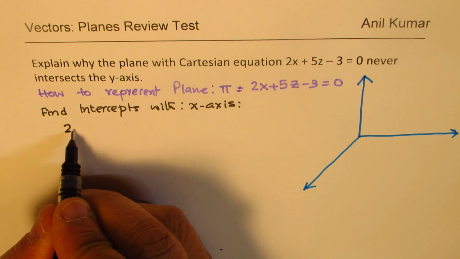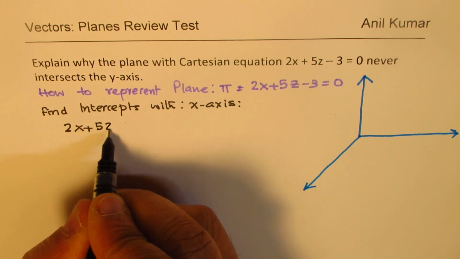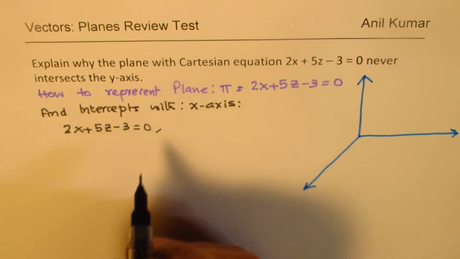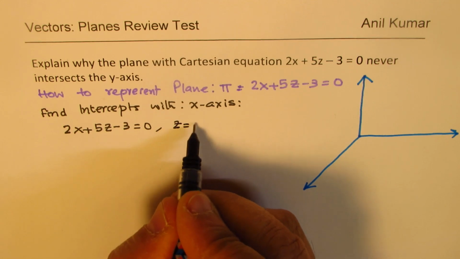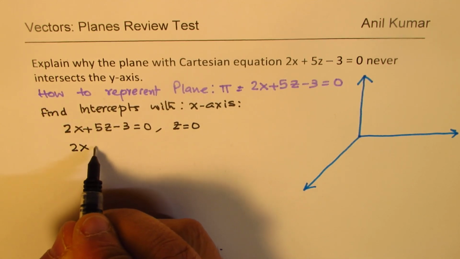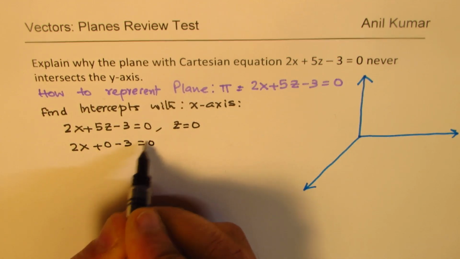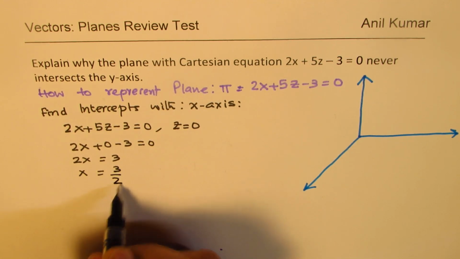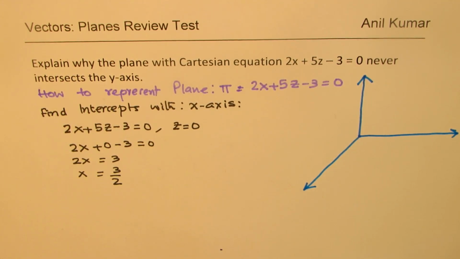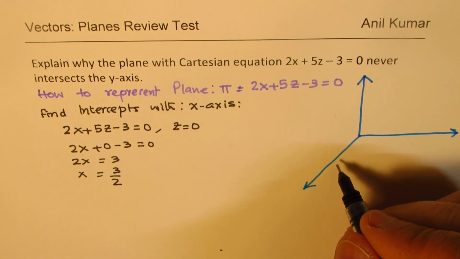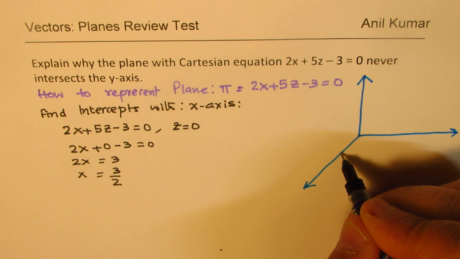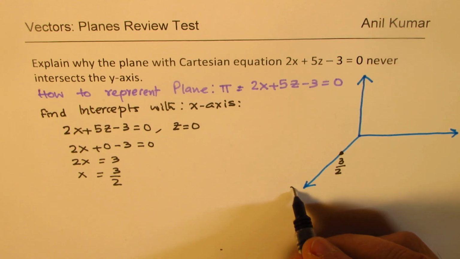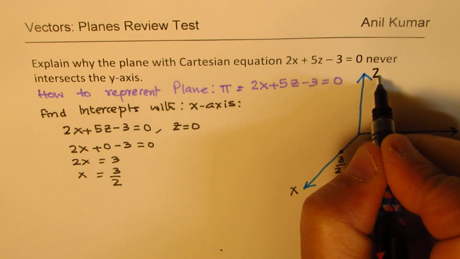So if it intersects on the x-axis somewhere, in that case, y and z should be 0, right? So we have the equation 2x plus 5z minus 3 equals 0. So we'll substitute z equals 0. So we get 2x plus 0 minus 3 equals 0, or 2x equals 3. That means x is equal to 3 by 2. So let us say we have a point 3 by 2 somewhere here on the x-axis. So this is my x-axis, this is y, and that is z.